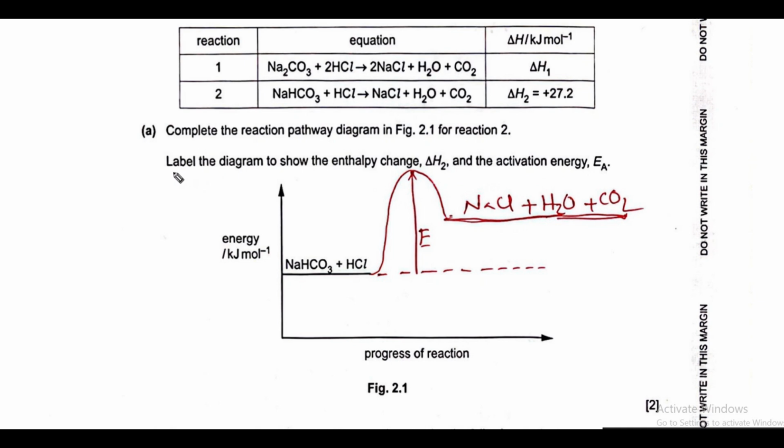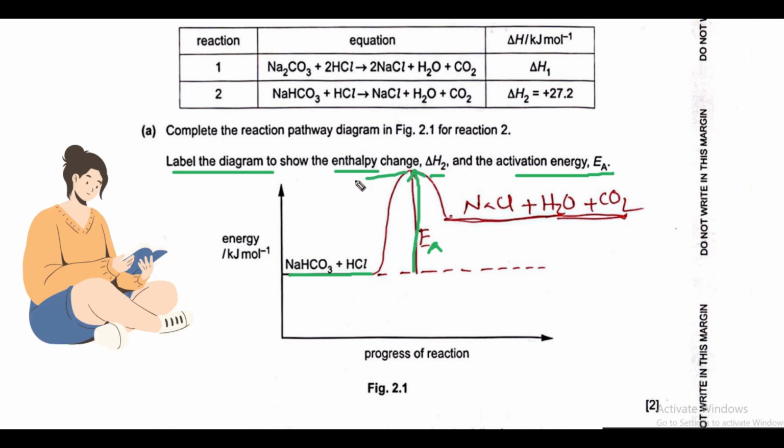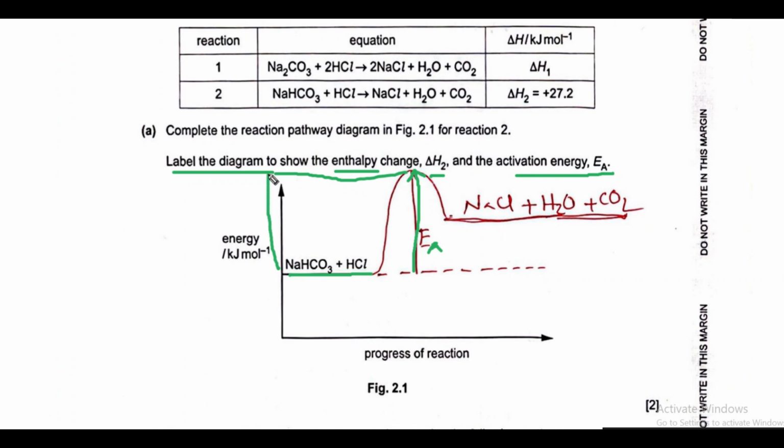And label the diagram to show the enthalpy change del H2 and activation energy EA. This is the EA. Activation energy means the energy difference between reactant and peak of the curve. This from this to this energy is known as activation energy. The energy difference between reactant and peak of the curve is known as activation energy.